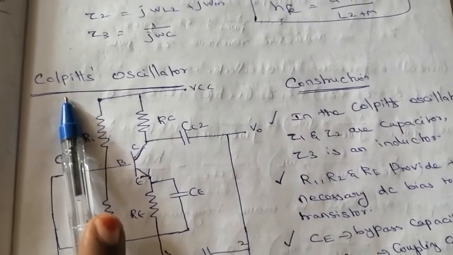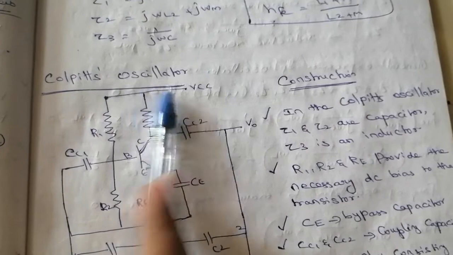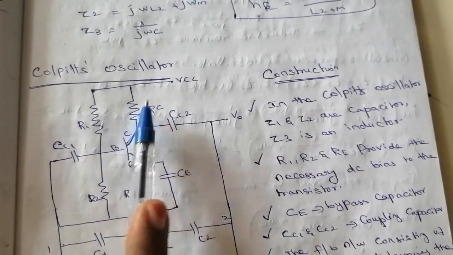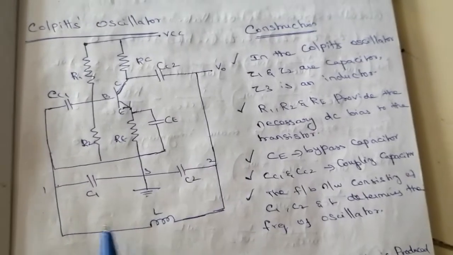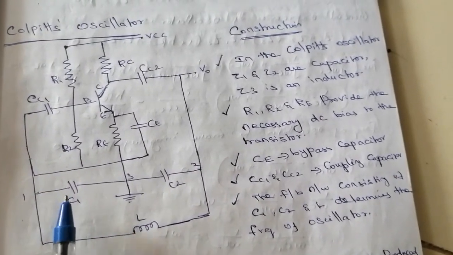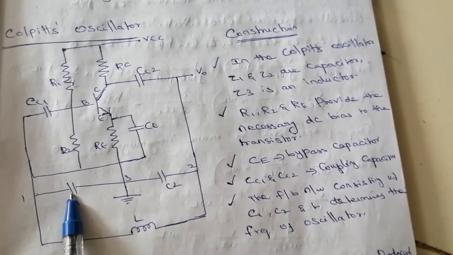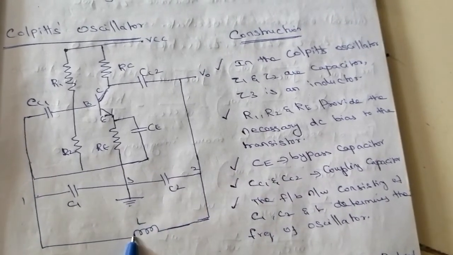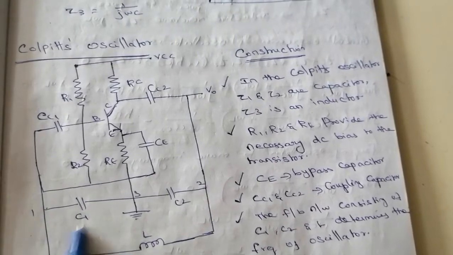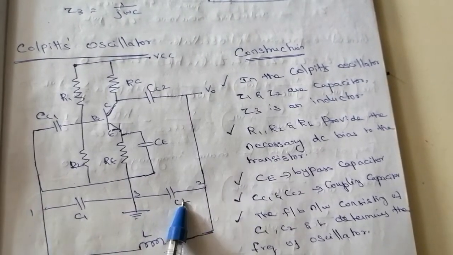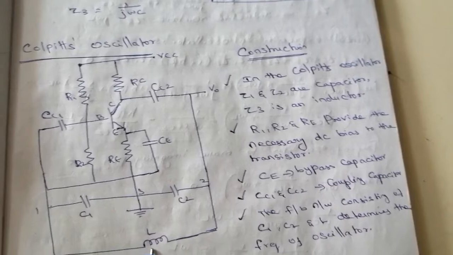Dear students, next topic is Colpitts oscillators. It's similar to Hartley oscillators in operation as well as circuit diagram, except the tank circuit. In the Hartley oscillator we use L1, L2 and a capacitor. But in a Colpitts, the tank circuit is the only difference. Instead of L1, L2, here we are using C1, C2 and an inductor, right?